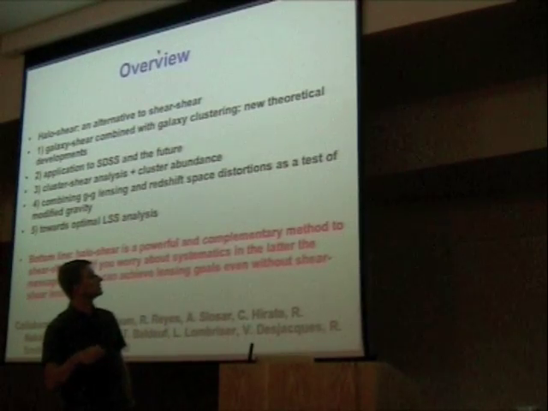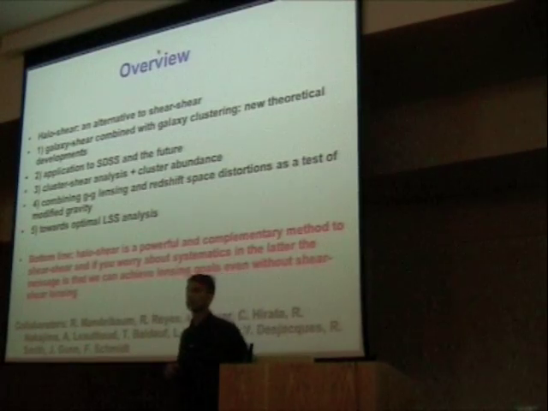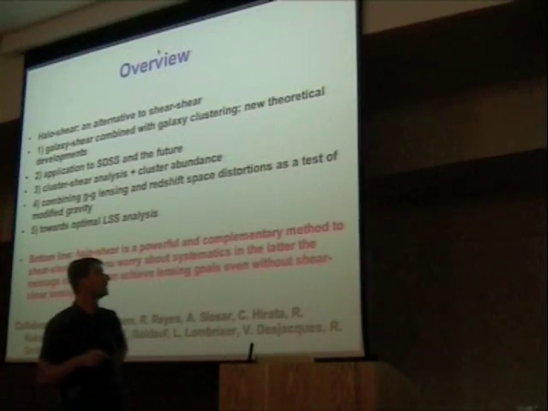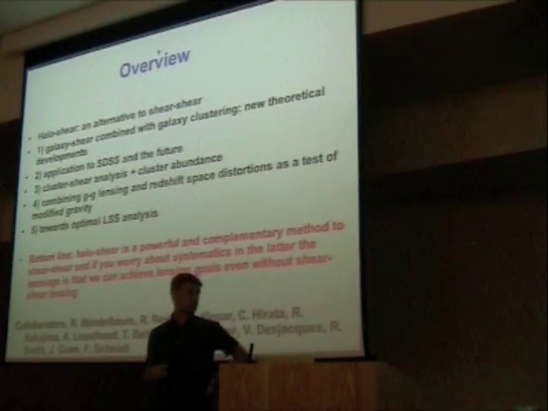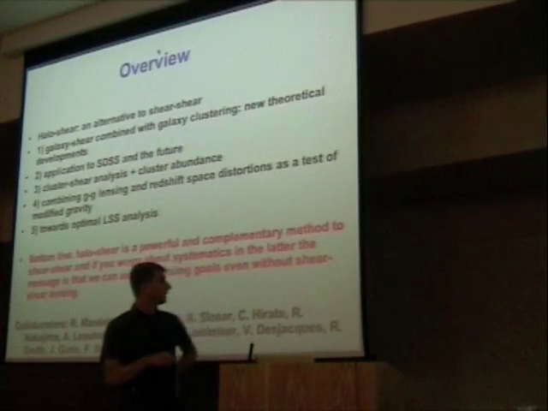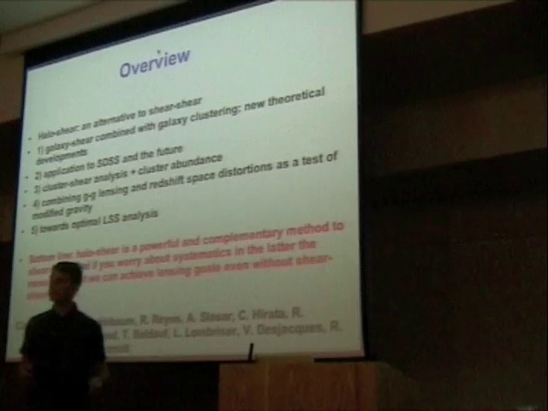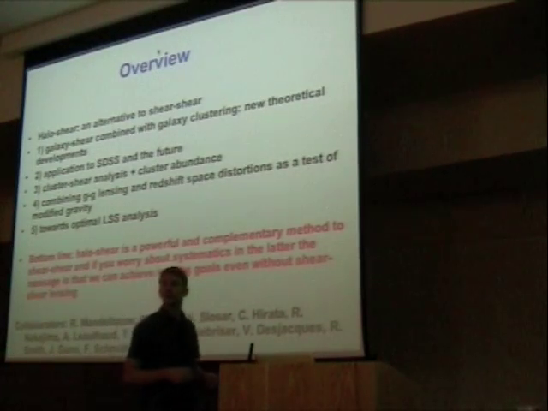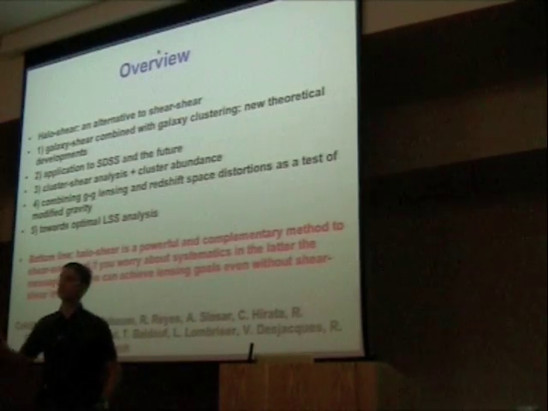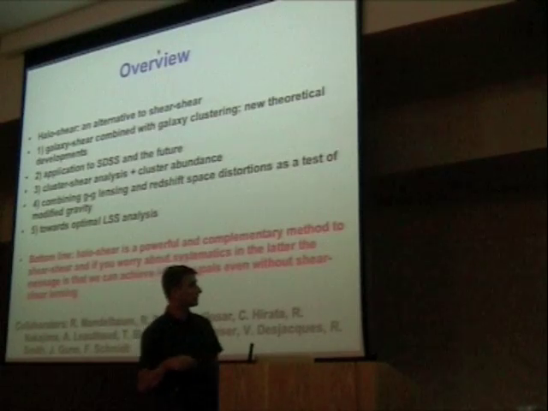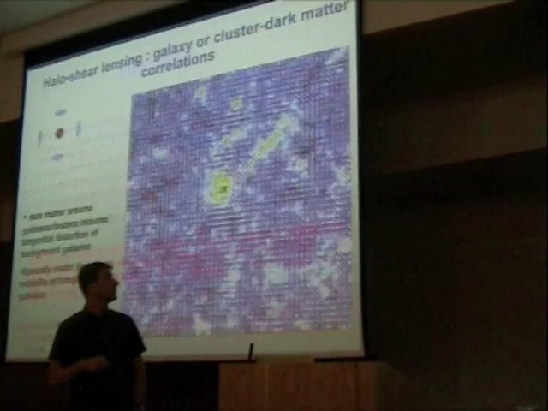The overview is shown here. I'll talk about first theoretical developments, then I'll talk about the applications to the data, particularly Sloan data. I'll talk also about the cluster analysis, and then I'll talk about some things about the future. If you want a bottom line, I would like to argue that halo shear or galaxy-galaxy lensing is a powerful alternative to shear, and in many ways perhaps even more promising, and so one should keep it in mind for the future. There's a long list of collaborators that I work with, that's shown here, and of course they've done a lot of this work.